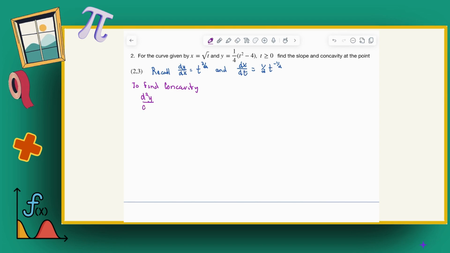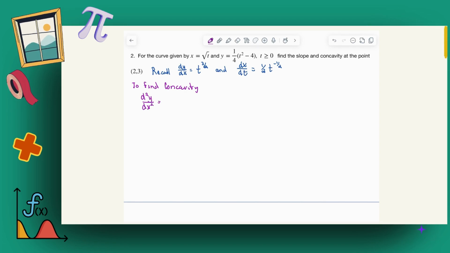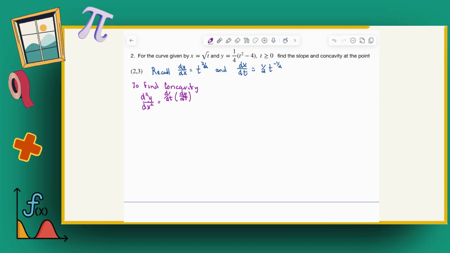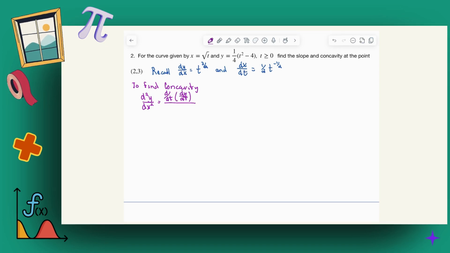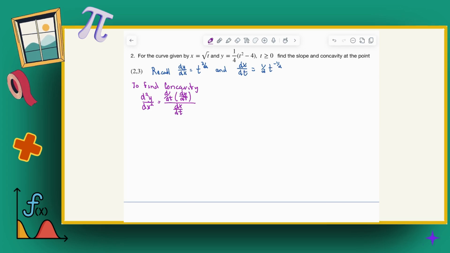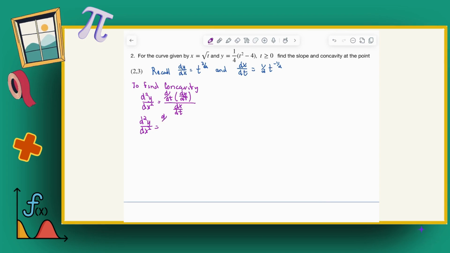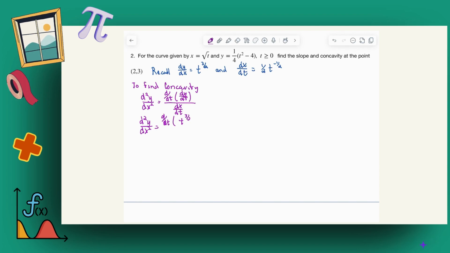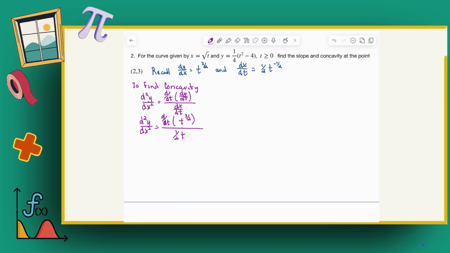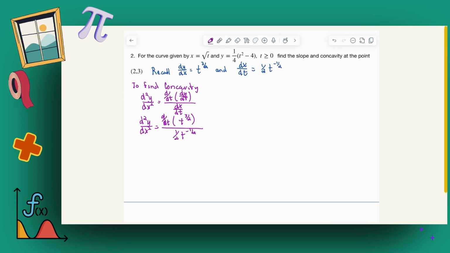So in order to find concavity, we recall that concavity is the second derivative of y with respect to x. And we also just learned that that is equal to the derivative with respect to t of our first derivative, dy/dx, over dx/dt. So in this case, our second derivative is going to be the derivative with respect to t of t to the 3/2 divided by our dx/dt, which is 1/2 t to the negative 1/2.